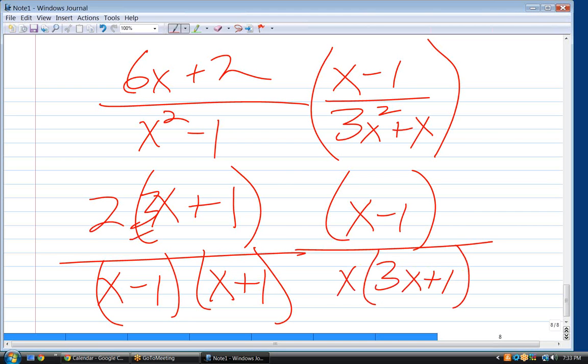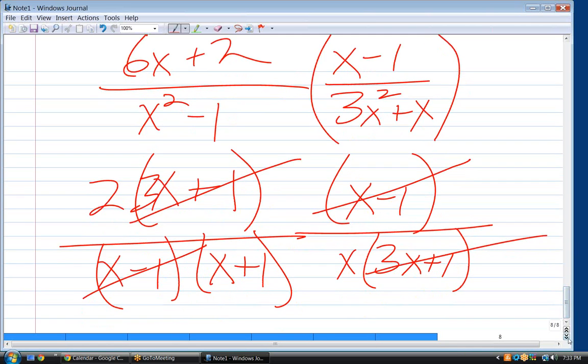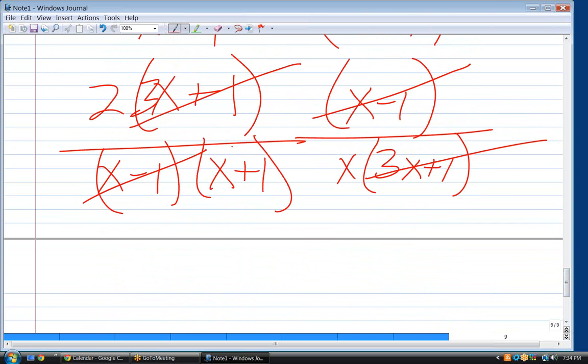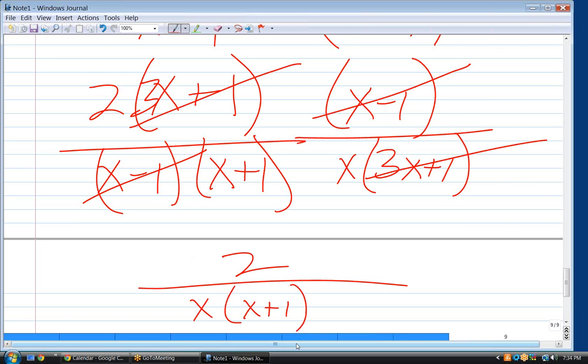And now cancel. This is a more traditional kind of problem. So now the numerator has 2 in it, and the denominator has x times x plus 1 in it.